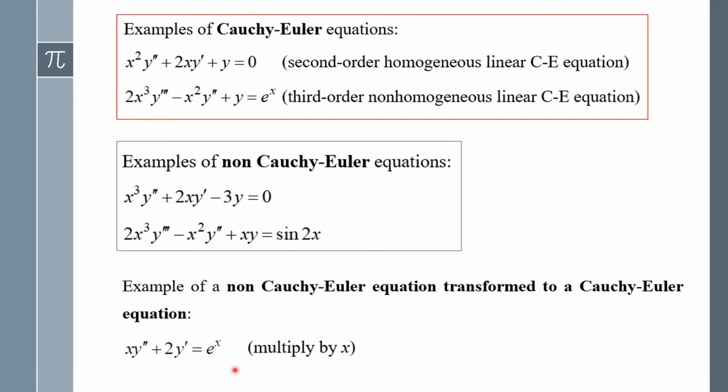Yes, we can do so by multiplying the whole equation by x. When we have multiplied the whole equation by x, we'll get the following form: x squared y double prime plus 2xy prime equals x e to the power of x. If you look at the left side, the degree of x is 2, which matches the order of differentiation of y, which is also 2, and the degree of x is 1, which matches the order of differentiation of y, which is also 1. So this is an example of a non-Cauchy-Euler equation transformed to a Cauchy-Euler equation simply by multiplying the original equation by x.